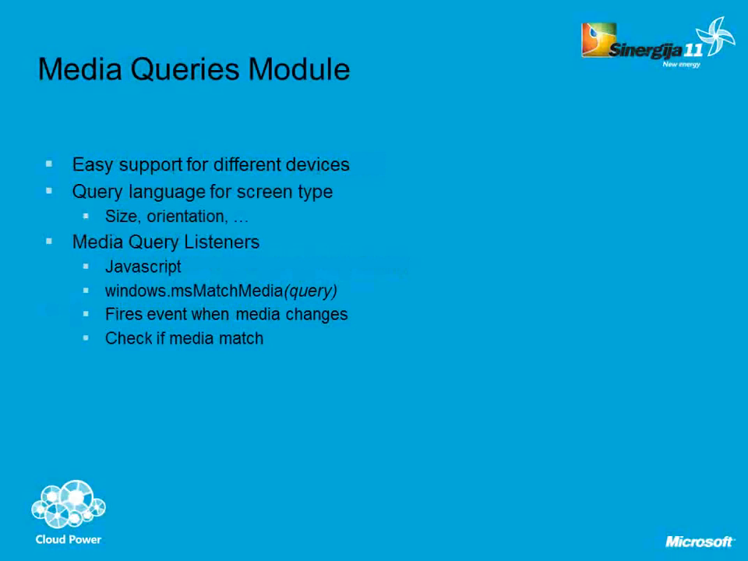Media queries module. I think this module is definitely the most important one. You know that in the past you had media queries, so you could choose between two cascading styles. You can have one cascading style for the screen, one cascading style for the printer. With media queries you can make a very sophisticated query to ask about the possibilities and behavior of your screen.